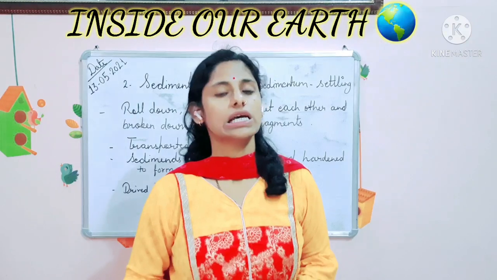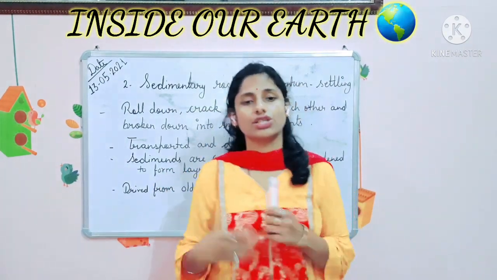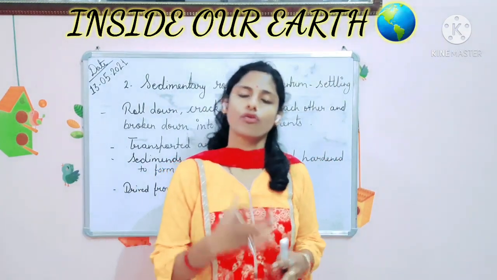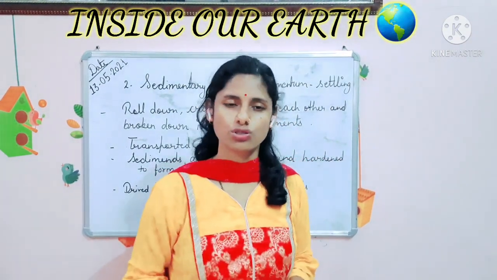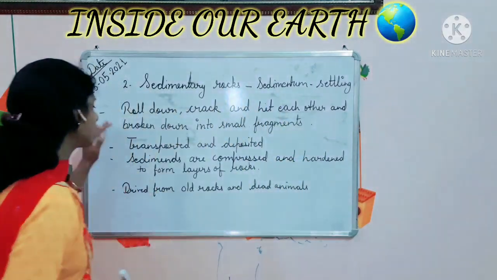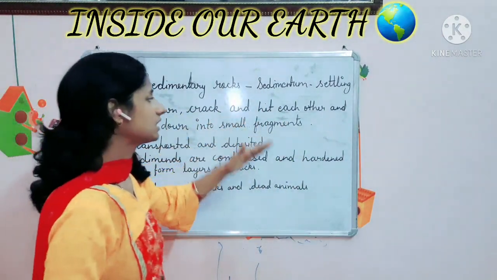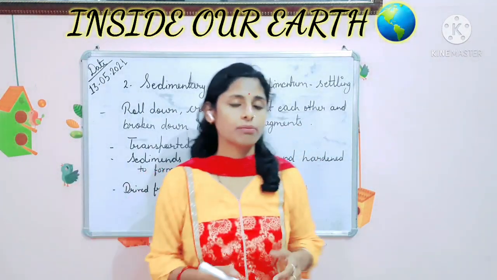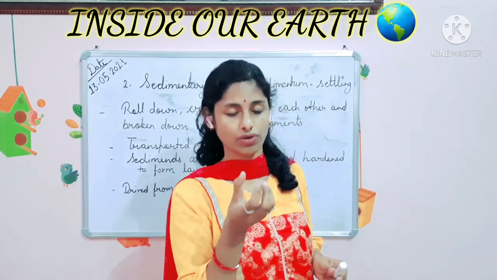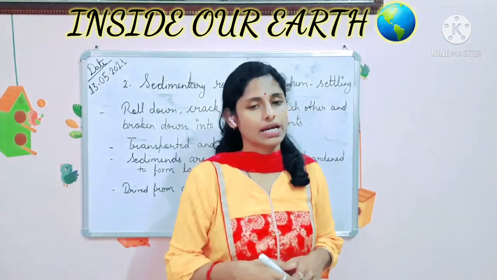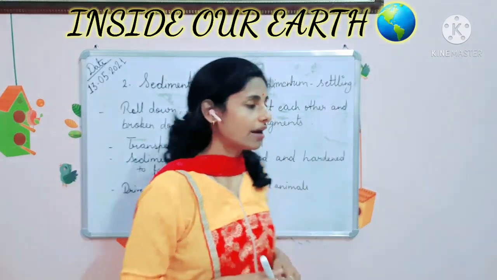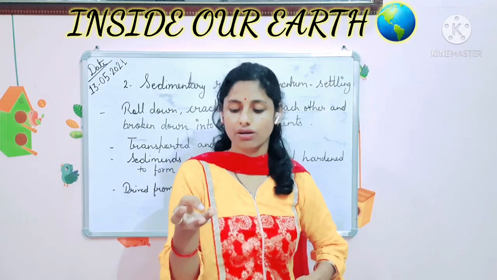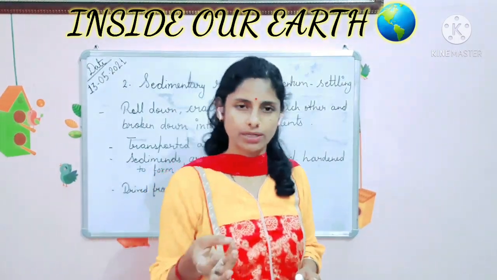primary rocks, because all of the other rocks are formed directly or indirectly from the igneous rocks only. These rocks roll down, crack, hit each other and break down into small fragments, and these smaller particles are known as sediment. These sediments are then transported and deposited by the air, water and wind.